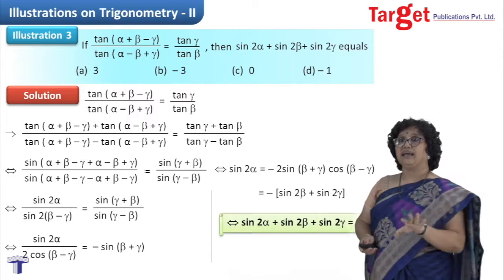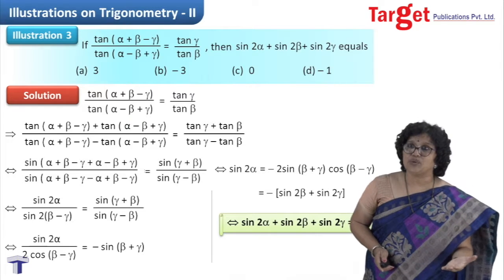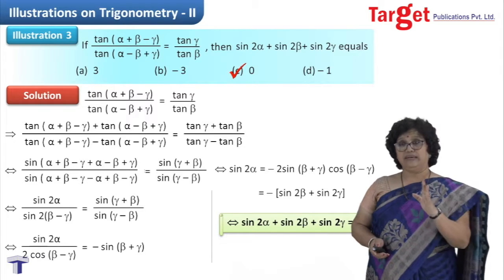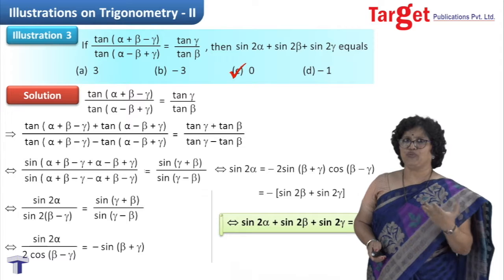For the right hand side, I am saying, you get sine 2 alpha plus sine 2 beta plus sine 2 gamma as 0, and the correct answer is C. Right? Now should we move to the fourth one?